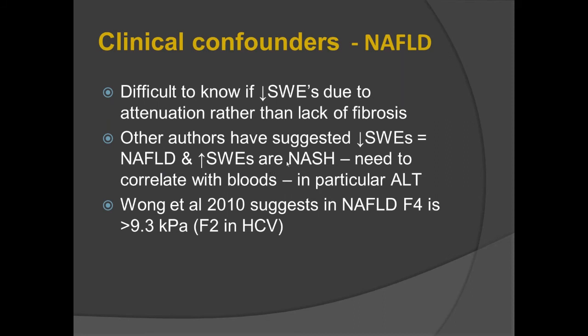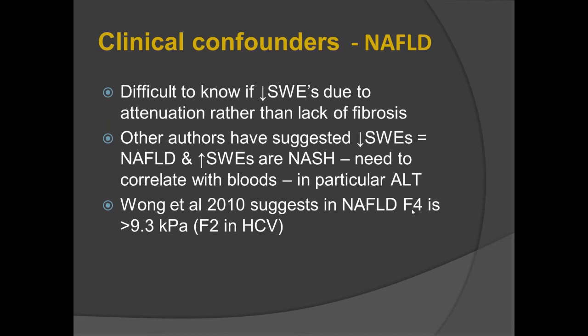And that is why we have to be very careful to have a look at these patients, look at what their ALTs are doing and make sure that they're not having a flare-up. And therefore we're dealing with like an acute hepatitis rather than just plain old fatty liver disease. There was quite a large study that came out in 2010 that suggested that if you've got a patient with non-alcoholic fatty liver disease, this squishy number of greater than 9.3 is indicative of cirrhosis in the liver, whereas in a patient with hepatitis C, we would only think that that was a mild fibrosis.